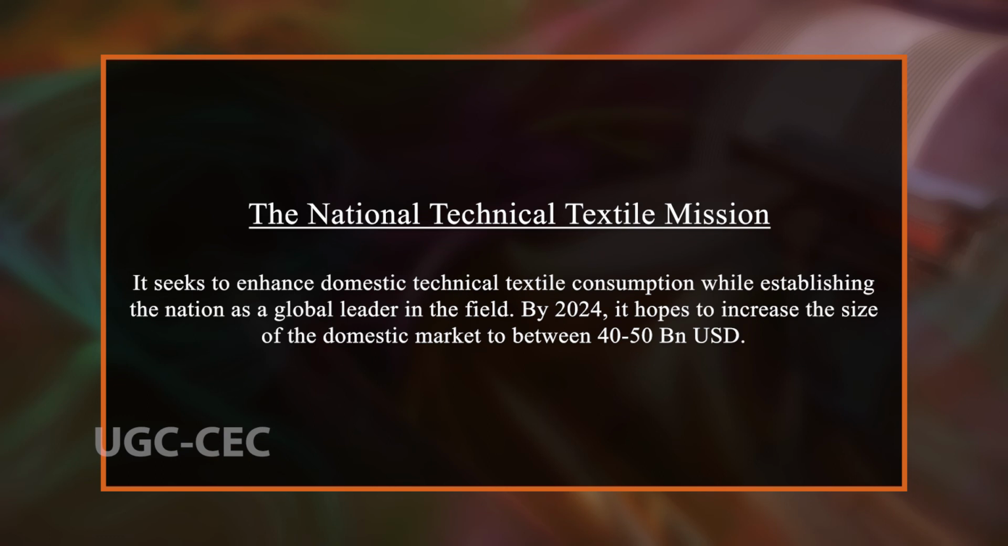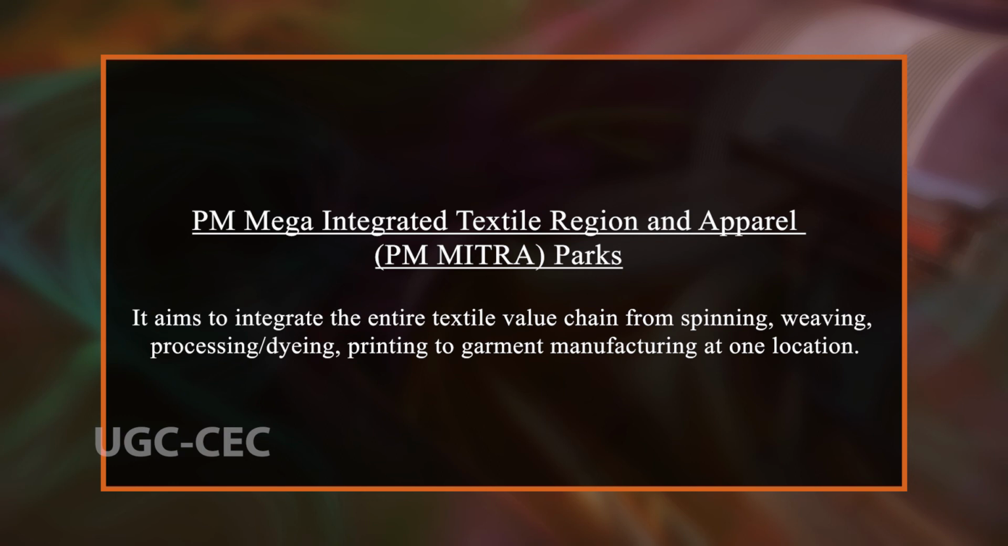The National Technical Textile Mission seeks to enhance domestic technical textile consumption while establishing the nation as a global leader in the field. By 2024, it hopes to increase the size of the domestic market to between 40 to 50 billion US dollars. Next is the PM Mega Integrated Textile Region and Apparel, or PM MITRA, Parks. It aims to integrate the entire textile value chain from spinning, weaving, processing, dyeing, printing to garment manufacturing at one location.